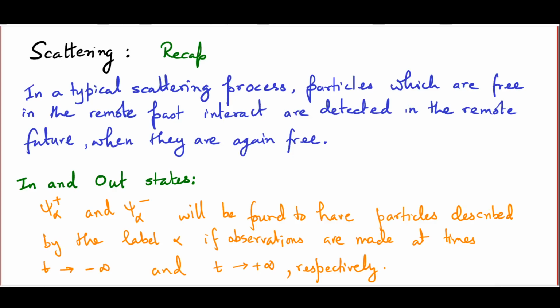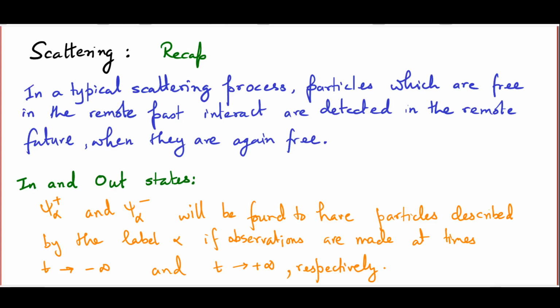However, the fact that the particles are essentially free in the remote past and the remote future allows us to define what are called in and out states. These are denoted respectively by a plus or a minus sign on top of the state symbol. So psi alpha plus would be an in state with particle labels alpha, and psi alpha minus would be the corresponding out state with the same particle labels. The way in which we define these states is the following.